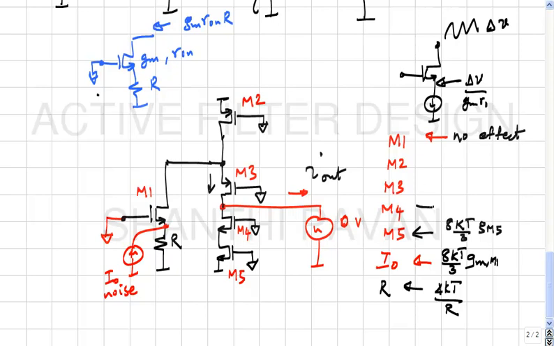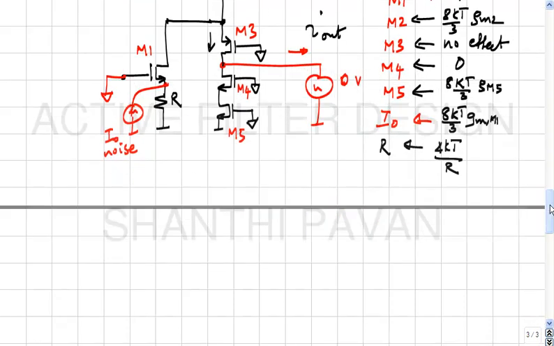What about M4? No effect. What about M3? No effect. What about M2? 1. Very good. So this is 8 kT by 3 GM2. So what is the total noise spectral density of the noise current coming out? 8 kT by 3 times GM2 plus GM1 plus GM5.